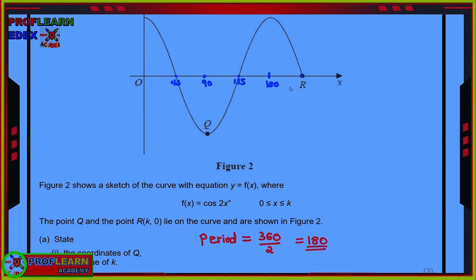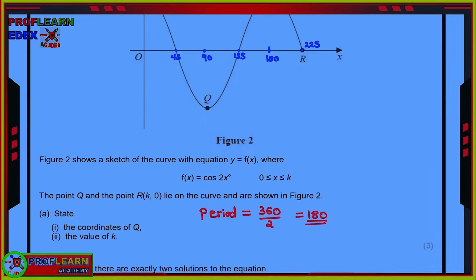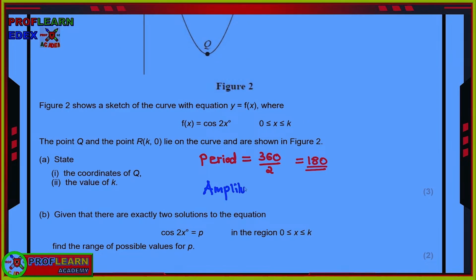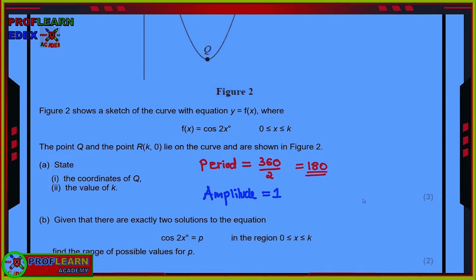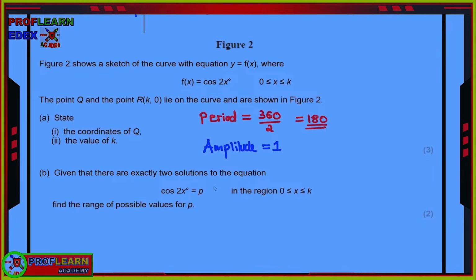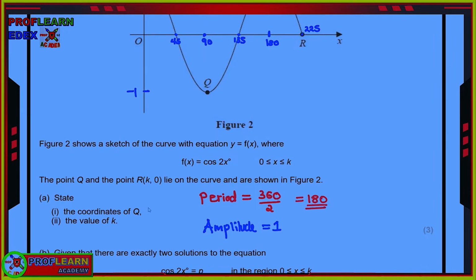From 180 we add 45, we are going to get 225. So the value of k is basically 225, and the amplitude for this wave is going to be 1. We have -1 here, we have +1 here. So the coordinate of Q is going to be (90, -1) because Q is below the x-axis, and the value of k is 225 degrees.